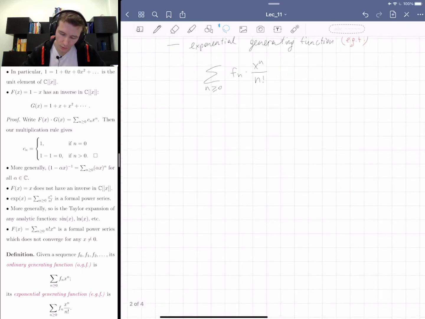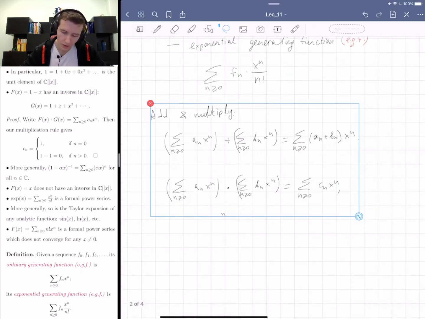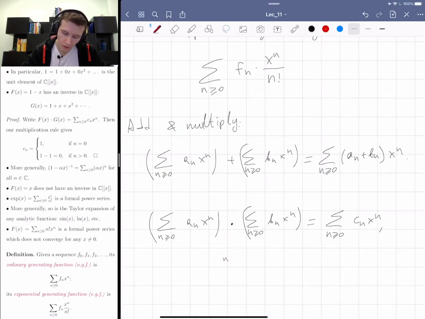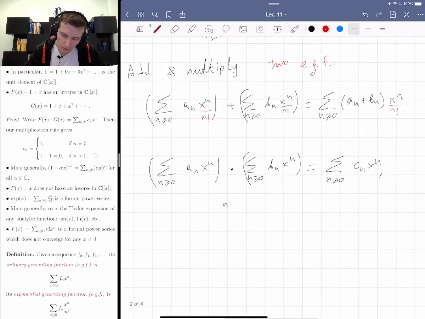So the question is: what is the rule to add and multiply exponential generating functions? I'm going to divide each x to the n by n factorial. And the addition is going to work the same. If I have two sequences a_n and b_n, then the sum of generating functions corresponds to taking the sum of the exponential generating functions.